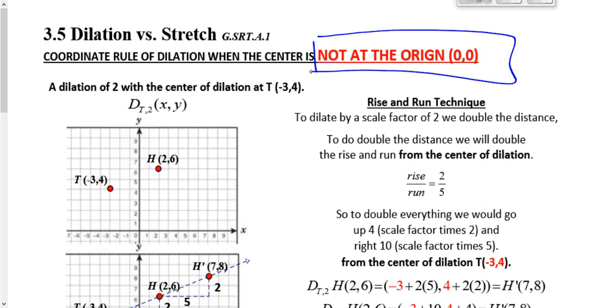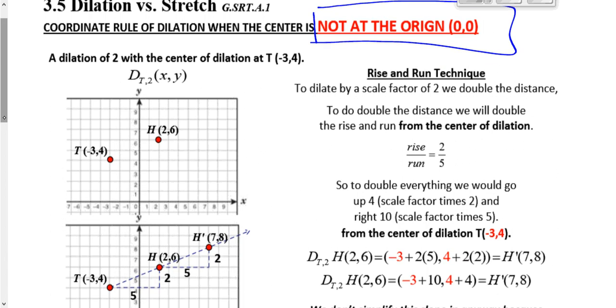Anyway, our scale factor is 2, and our center is now not 0, 0. It's at T. What are the coordinates? So instead of 0, 0, we're starting at -3, 4. Okay? So what we need to do is find what is the original rise to get to H. 2, the rise. And what's the original run? That's your 5. Okay? So our rise over run is 2 over 5, right?